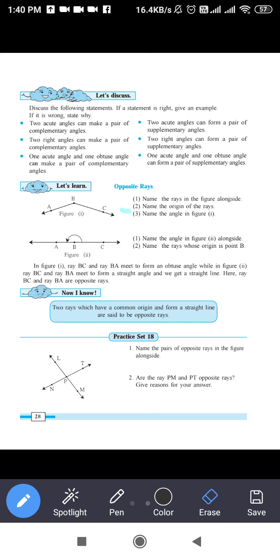Here you can see in the first figure there are two rays, ray AB and BC. So what is given here about them? Name the rays in the figure alongside, name the origin of the rays, and name the angle in figure 1. So which rays are there? Ray AB and BC. Right. What is the origin? The origin is B. Then name the angle. So you can see here it is forming an angle which is an acute angle.